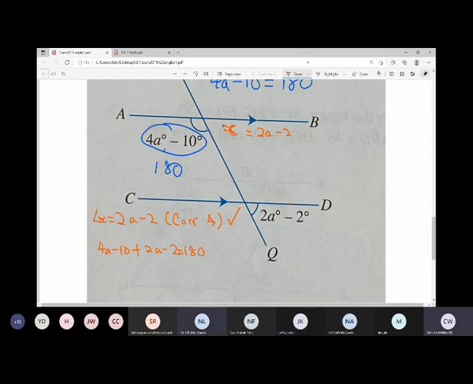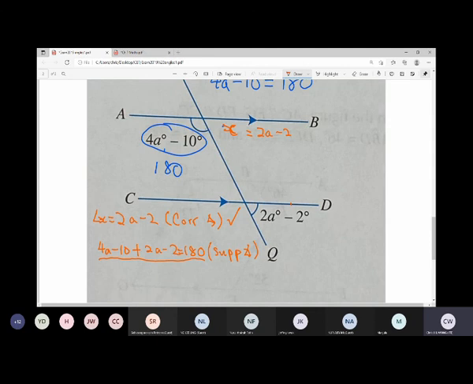Because that one is a straight line. What do you call it? What do you want to use? Supplementary angle, or angle on a straight line. So right now you have an equation already. I told you all must form an equation, right? Can you see there's an equation already? 4A minus 10 plus 2A minus 2 equals 180 degrees. Can you solve A or not?